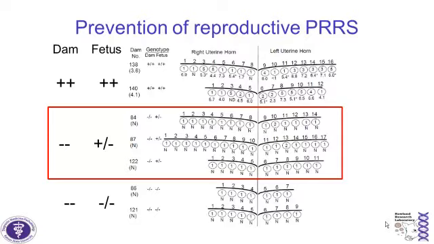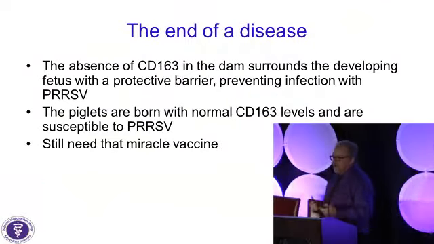So what does this mean? What it means is that this is really the end of reproductive PRRS. If we have a mechanism that can protect the fetus during reproduction from PRRS, then you can think of all those biosecurity measures we no longer have to use, things like checking semen for PRRS, etc. And so really this is the end of reproductive PRRS in my mind. At least we can demonstrate that we can get rid of it.